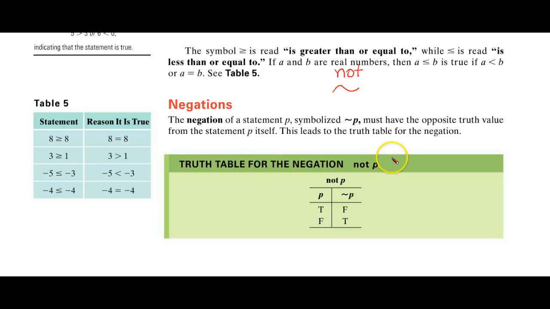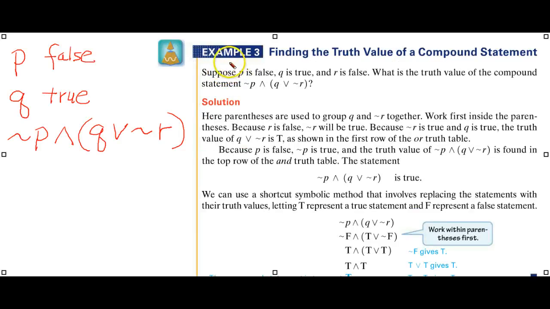So, truth table, a little short summary here. This is the statement. The negation of it is not P. This is true. The negation of it is false. This is false. The negation, or not false, is true. So something easy. Now in example 3, we start to put all of this stuff together.